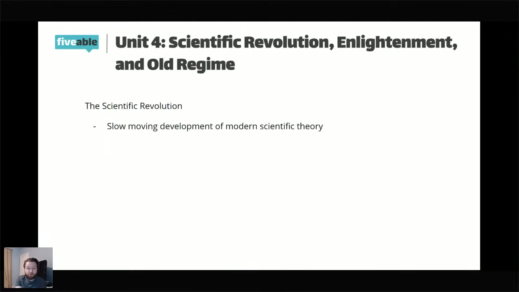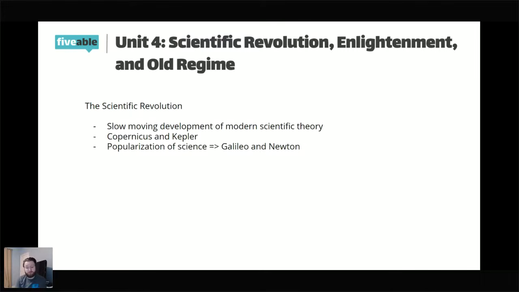So the Scientific Revolution. First of all, this is a slow-moving development. It does not happen overnight. It's a very, very slow-moving development of modern scientific theory, with Copernicus and Kepler being points to this. Copernicus with the heliocentric theory, Kepler with the elliptical movement of the planets.